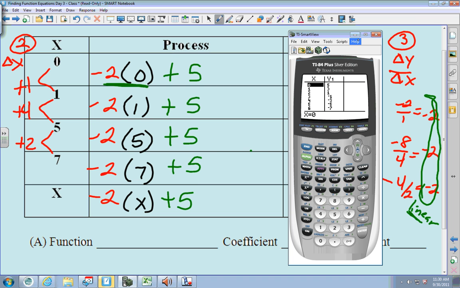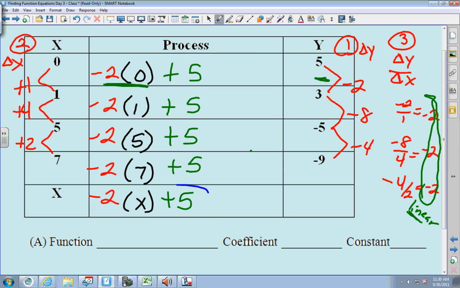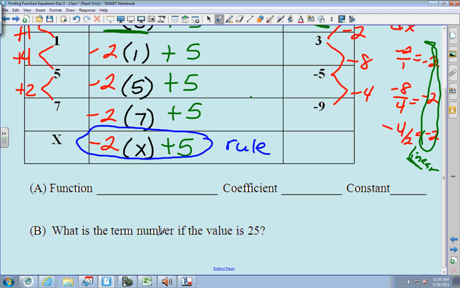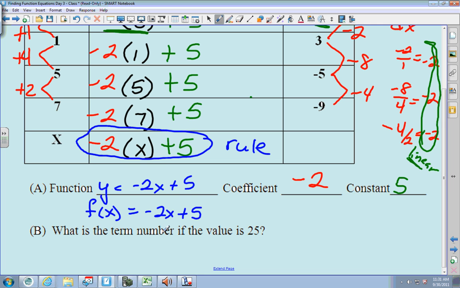All right, now, let's remind this because I haven't talked about this yet. What is this called? It's the rule. To write it as a function. There's the other one. So if you've already written this, after we do this, you can answer this one down here. Y equals negative 2x plus 5. Or you can write it as f of x equals negative 2x plus 5. Coefficient is negative 2. Constant is 5. Right here. If you haven't answered it, pause the video and then come back and see how you did.